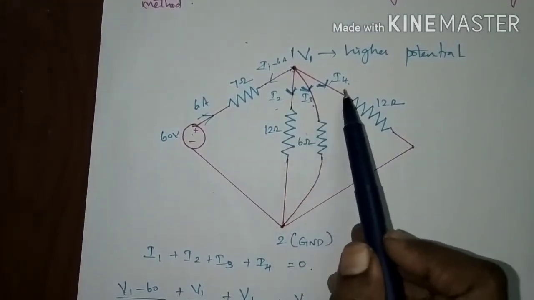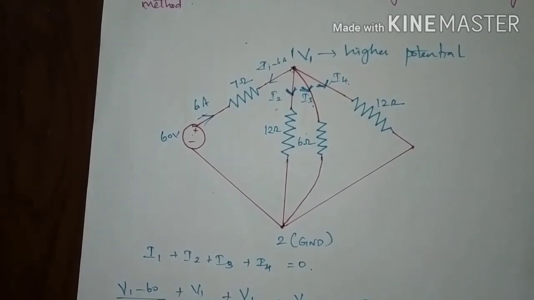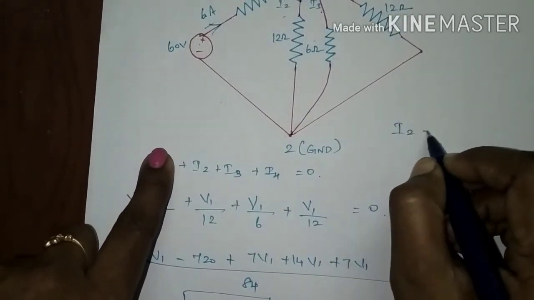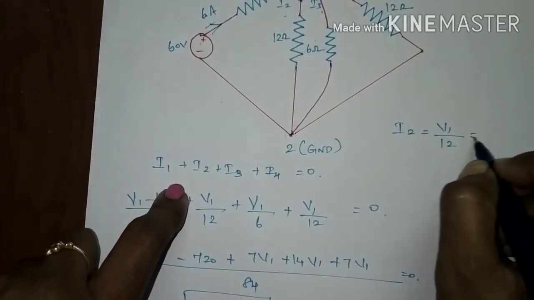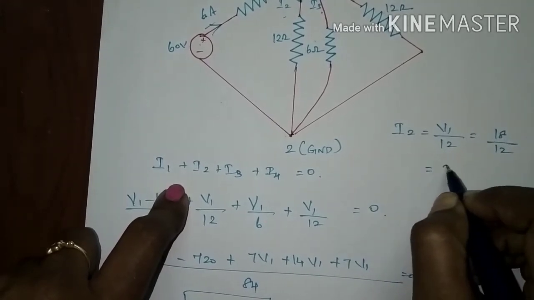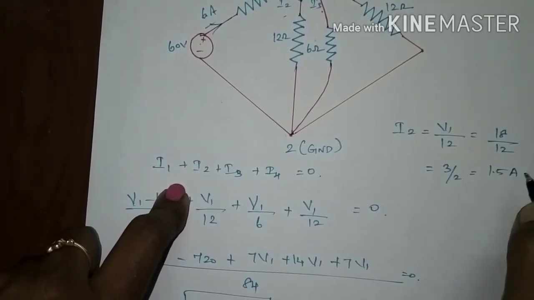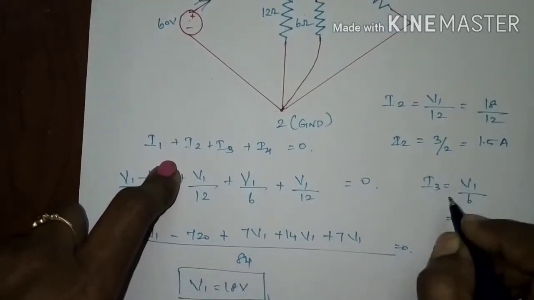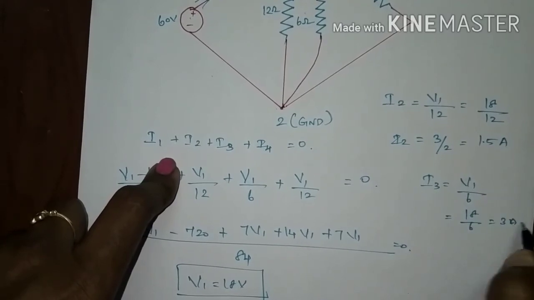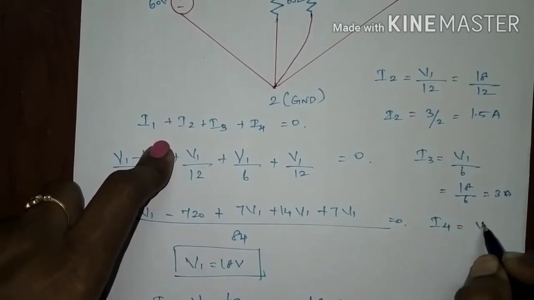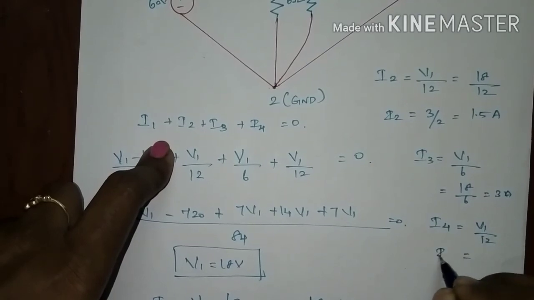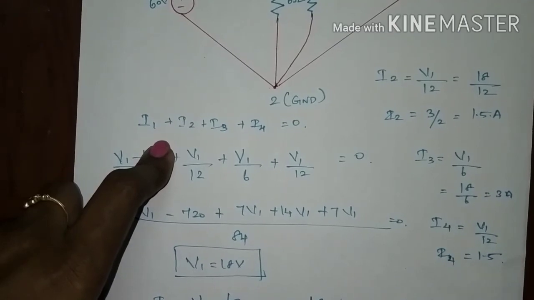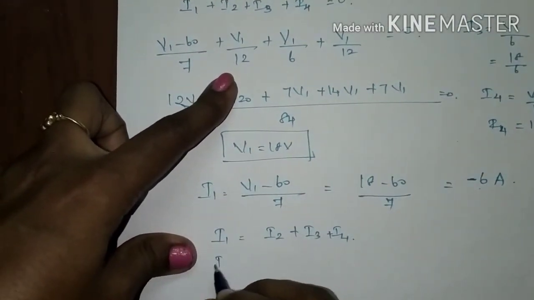This I2, I3 and I4 could be found by normal current division method, or we can find by using this also. This I2 is equal to the current flowing, V1 divided by 12. V1 is 18 divided by 12, which gives 3 by 2, or 1.5 ampere value of I2. Your I3 is V1 divided by 6. V1 is 18, 18 divided by 6 is 3 ampere. Your I4 is V1 divided by 12. Again your I4 value is 1.5. If you add everything, you will get 6 ampere. So I1 is 6.